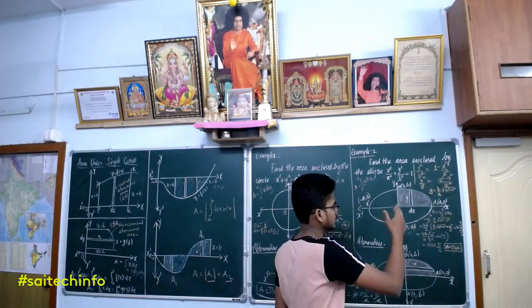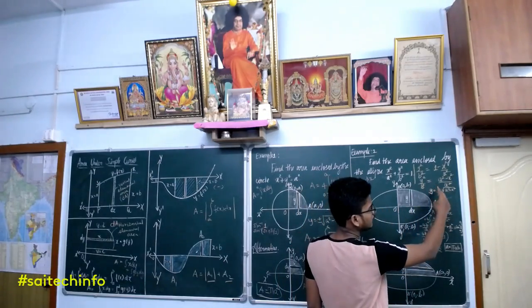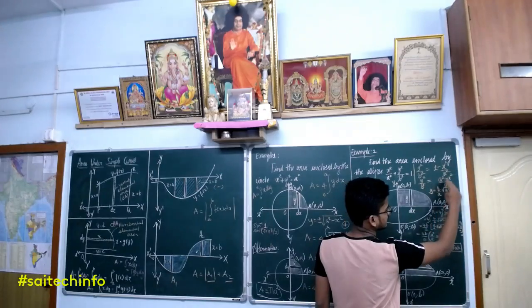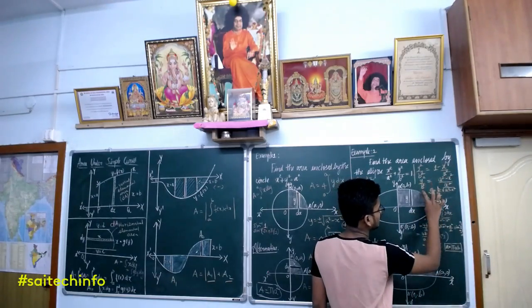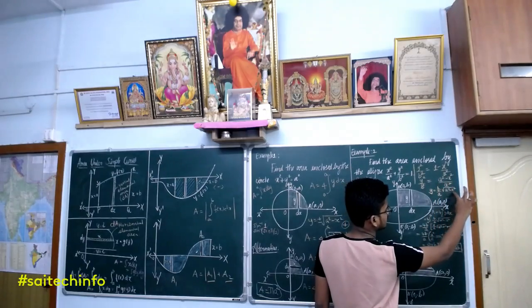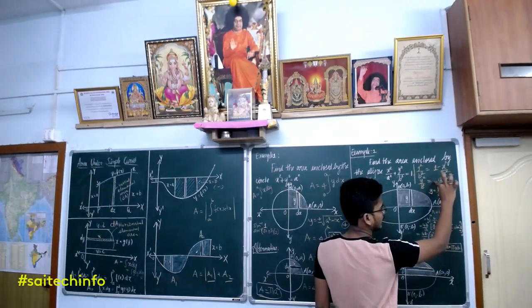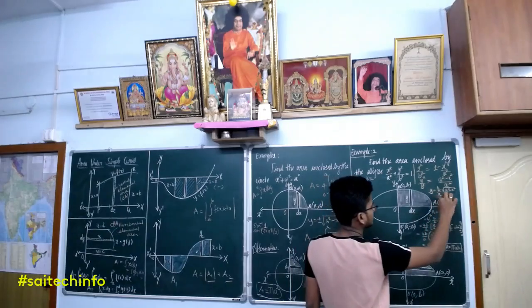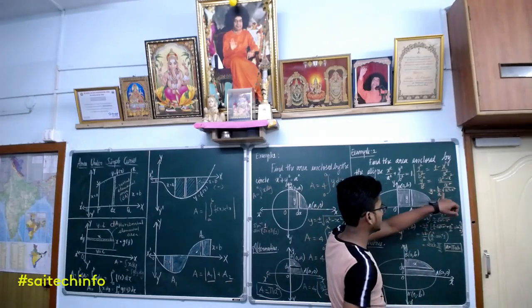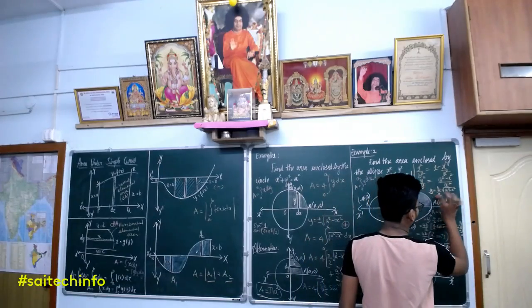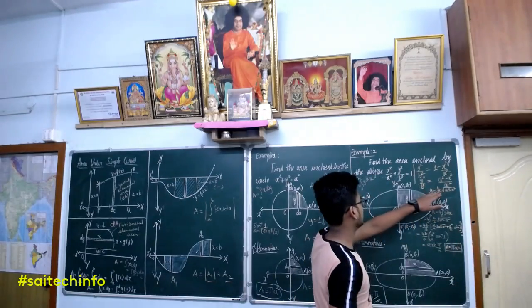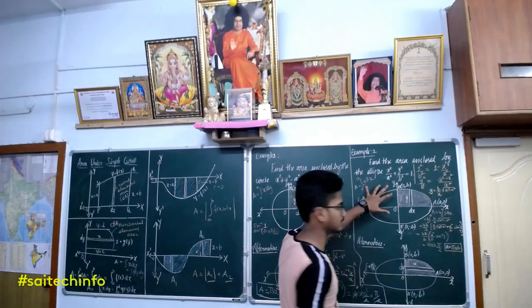Taking root on both sides, it becomes y by b equal to root of a square minus x square divided by a. So y by b equal to root of a square minus x square divided by a, and b goes to the right hand side, it becomes multiplication. So y is equal to b by a into root of a square minus x square. So we got the value of y, and as the same we are going to substitute in the differential element area.